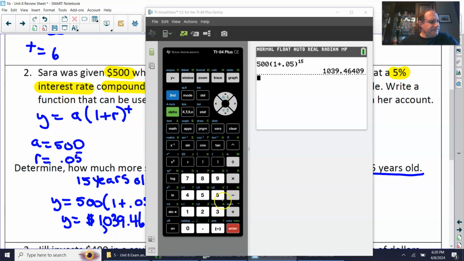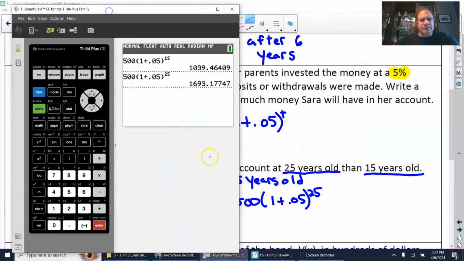$1,039.46. And then we're going to just go 500. We're going to do the 25 when she's 25, and put the 25 in for T. And we're going to get 1,000. So Y equals, for 25 years, 1,693.18.